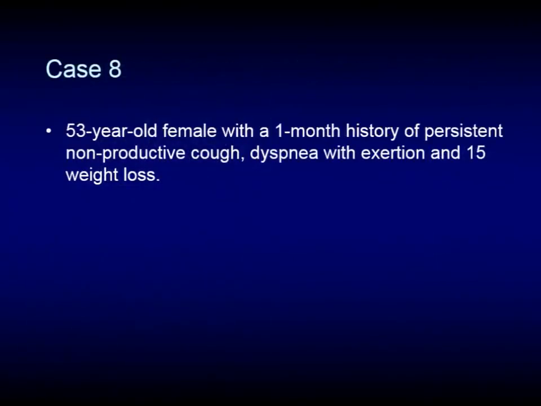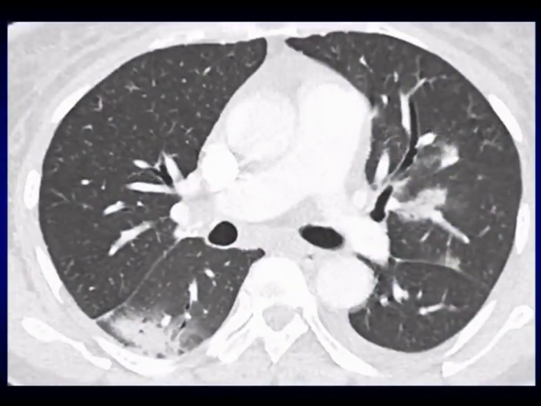Case 8 is a 53-year-old female with a 1-month history of persistent non-productive cough, dyspnea with exertion, and some weight loss.